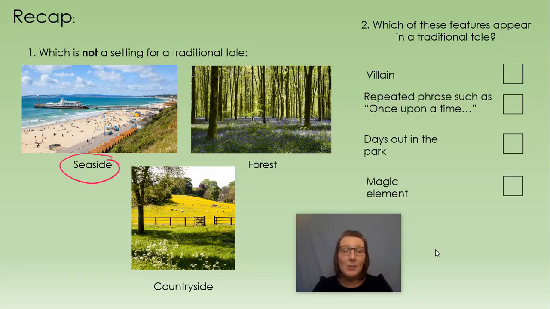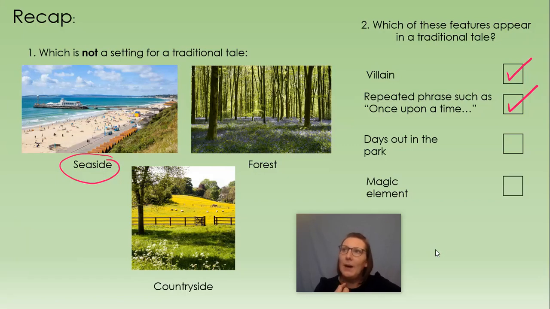Now, the next one, which of these features in a traditional tale? There's always a villain, and there's always that repeated phrase. In Jack and the Beanstalk, it's fee, fi, fo, fum. And in Gingerbread Man, it's run as fast as you can. You can't catch me. I'm the Gingerbread Man. Okay, so those two are definitely in a traditional tale.